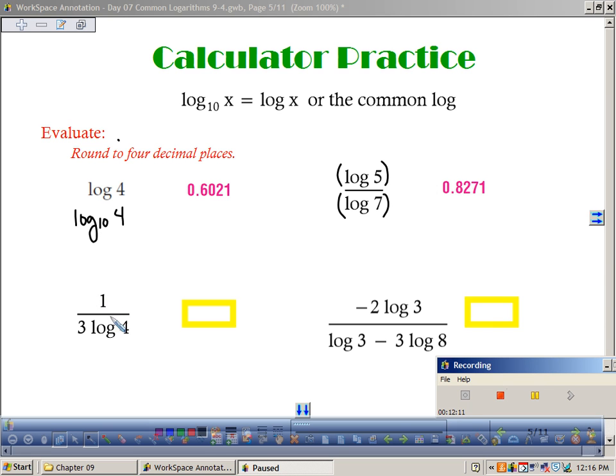I would put in 1 divided by parenthesis 3 parenthesis log 4 end parenthesis, because there's a parenthesis right here for most of those calculators. So you would put parenthesis 3 parenthesis log 4, close parenthesis for this, close parenthesis for the 3. Make sense? If you can't do that, start with log 4, write that number down, then multiply it by 3, then write that number down, then take 1 and divide by that number. That's what you're going to need to do.